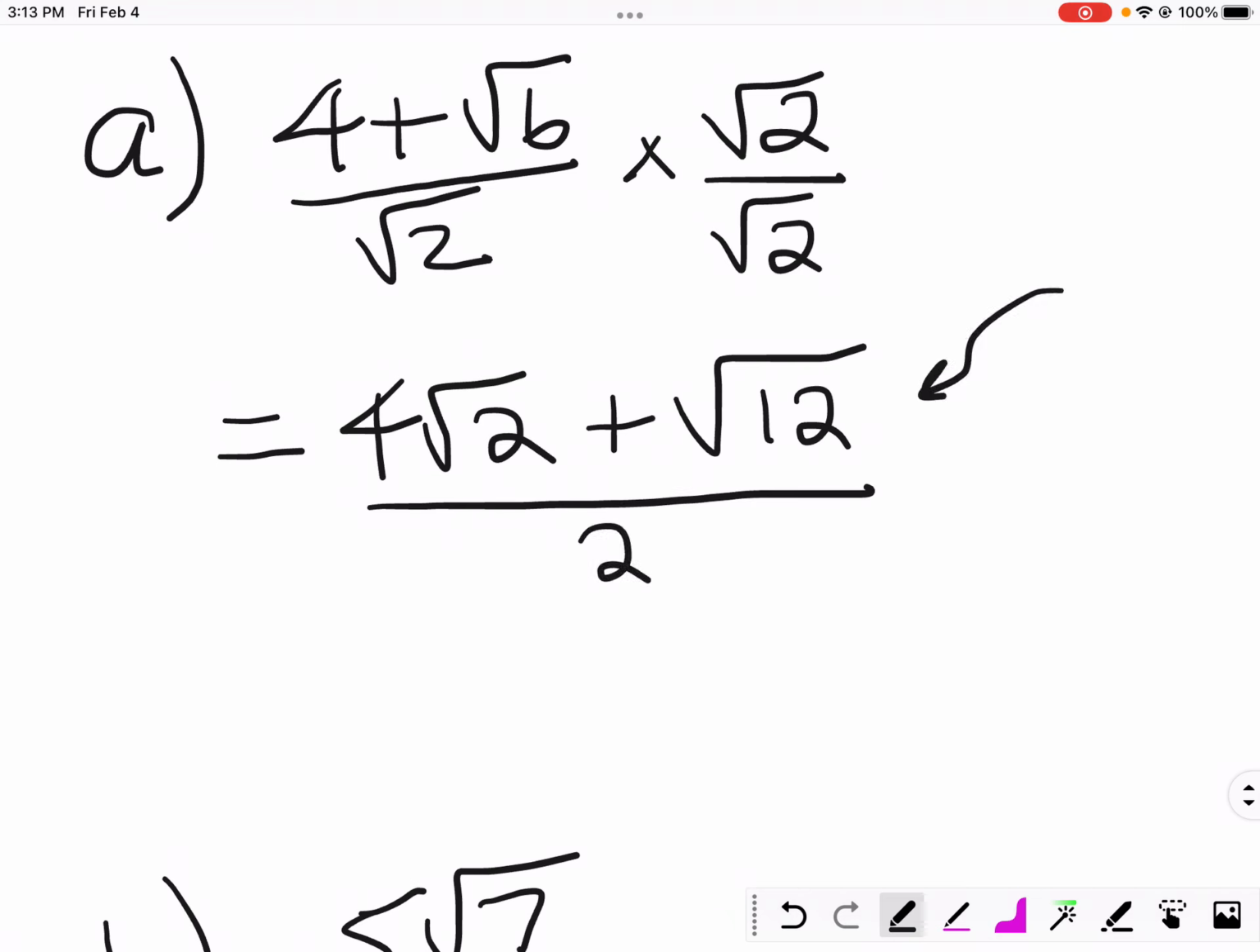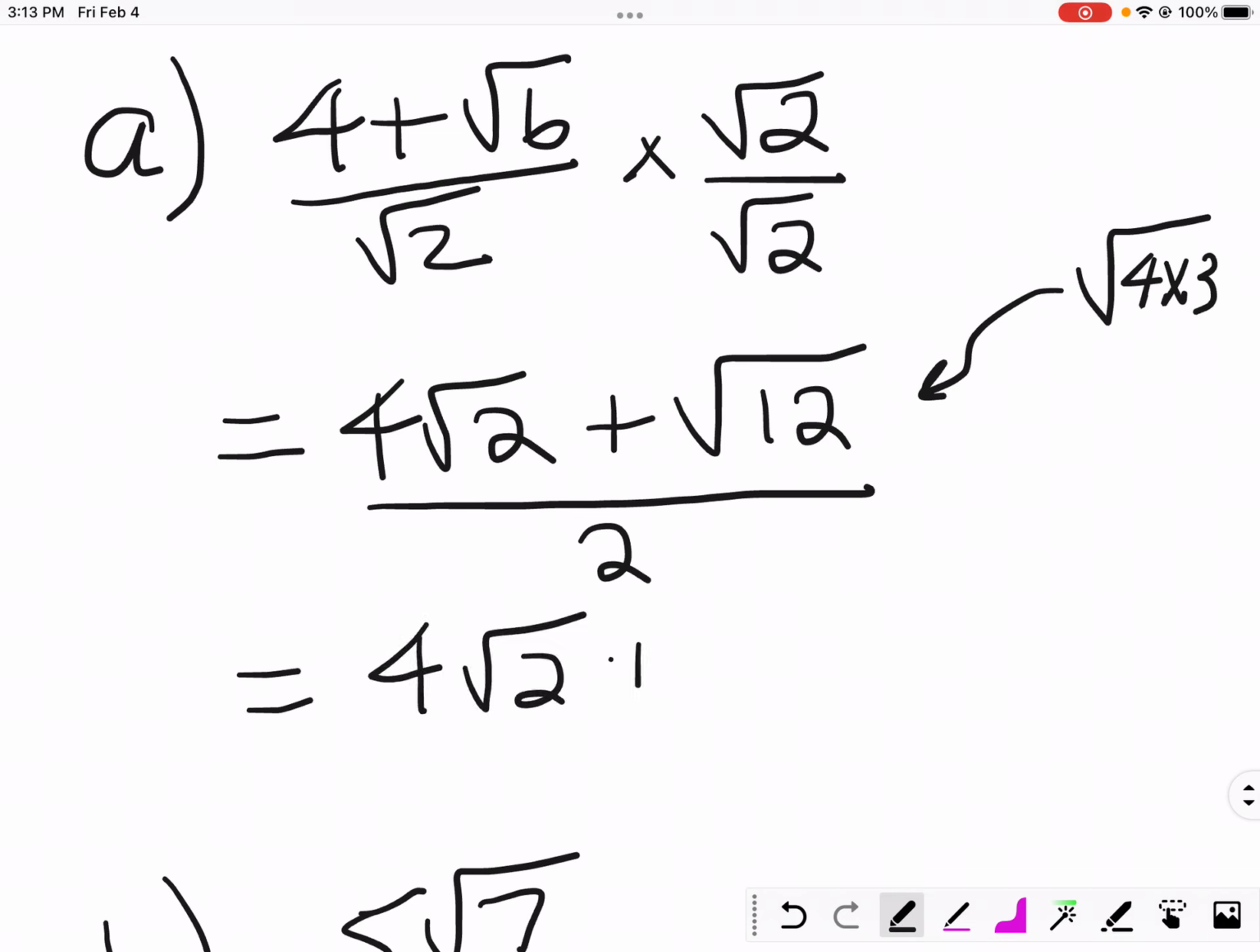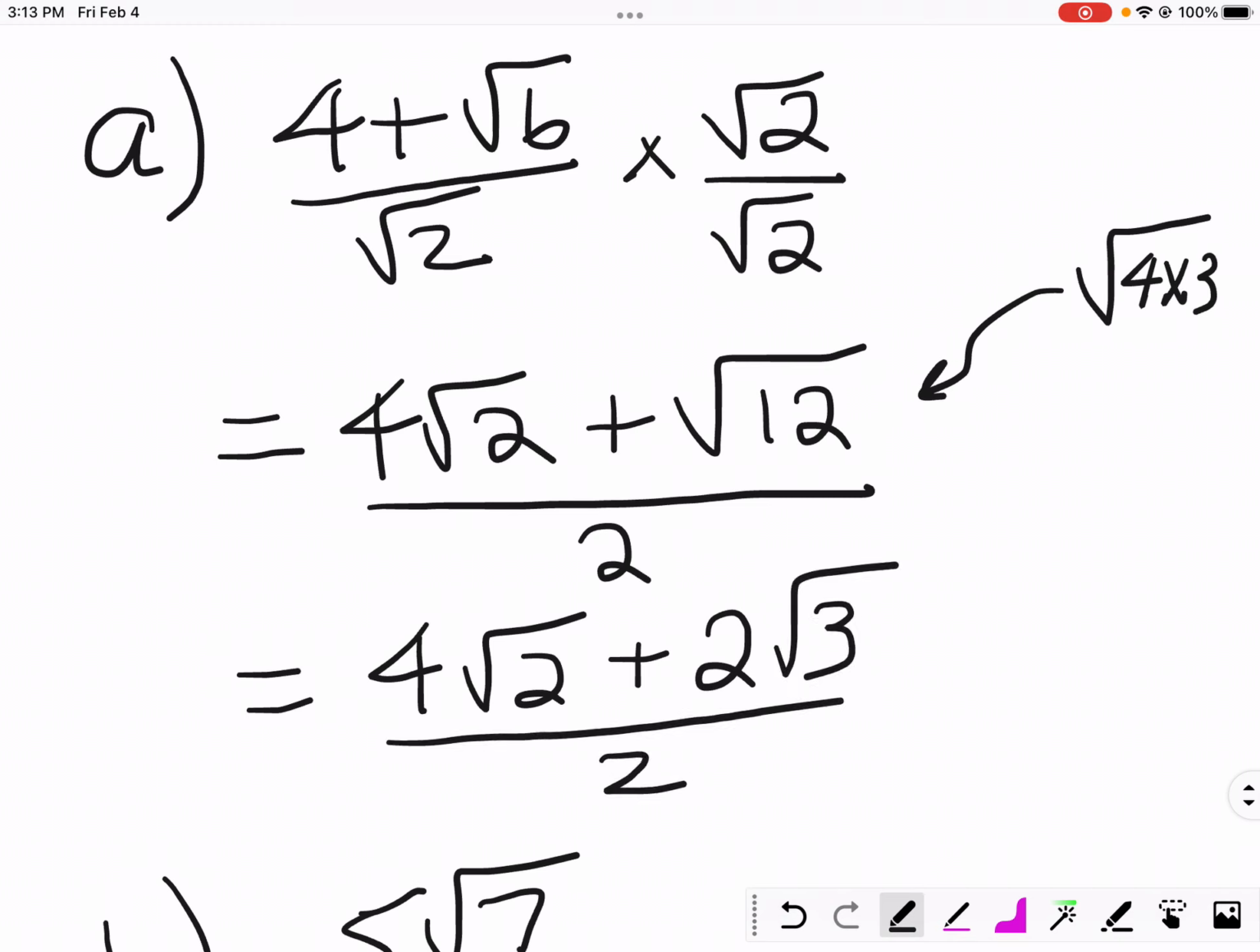The problem is, root 12 is square root of 4 times 3, and the 4 can come out. I'm going to wind up with 4 root 2 plus 2 root 3 over 2. Again, this 2 right there came from the 4 that was inside. And then each of these two things is divisible nicely by 2. I'm going to wind up with 2 root 2 plus square root of 3.